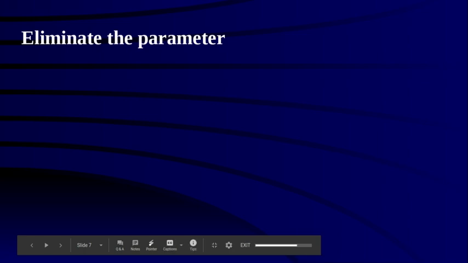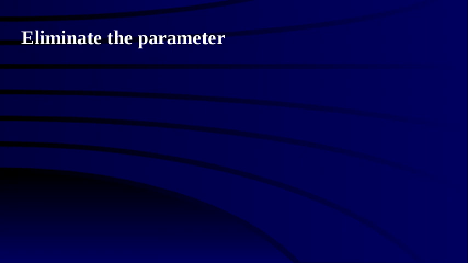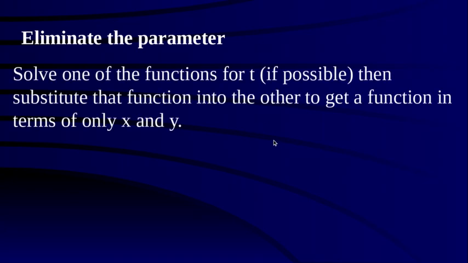So another way you could find the graph of a parametric function is by eliminating the parameter. So that's basically taking a parametric function and writing it in terms of just x and y, which is what we're used to. So in order to do that, you'd have to solve one of the functions for t, and it says if possible, because again, it's not always going to be possible. And then we substitute that function into another one to get the function just in terms of x and y.